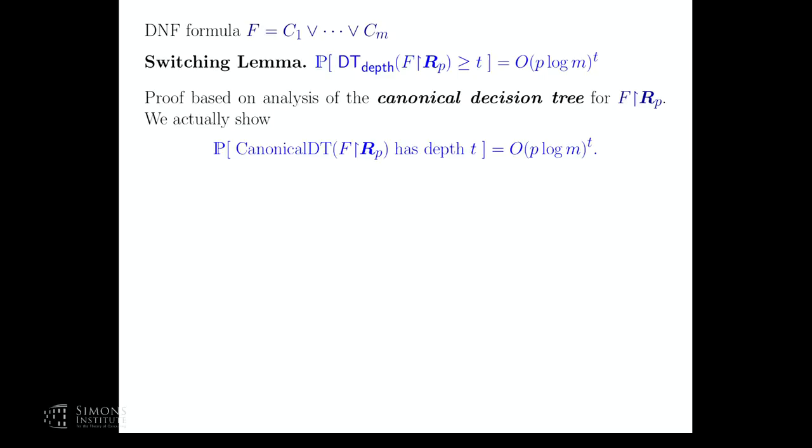The way the proofs of the switching lemma work is that we construct a decision tree, called a canonical decision tree, for F under any restriction. I'll define this in a bit; I'm going to give a sketch first. We define a particular decision tree, and we show that the probability that this decision tree has depth T is bounded by the bound we want. If the depth is bigger than T, then the depth of the canonical decision tree is also bigger, since it is not the minimal decision tree. So proving this is enough.